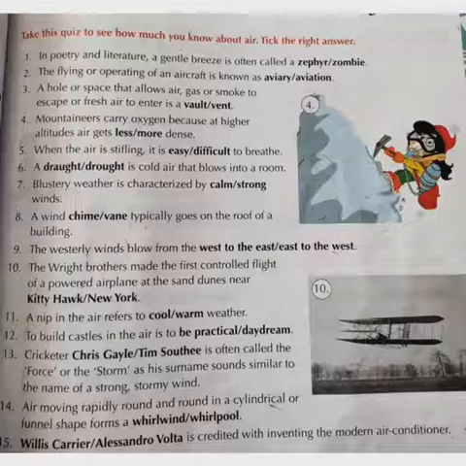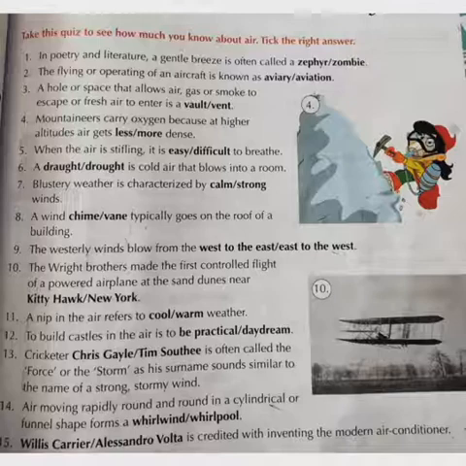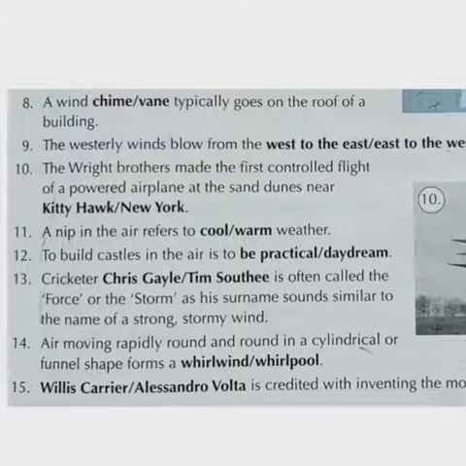Okay, so first one, suffer is the answer. Second one, aviation. Third one, wind. Fourth one, less. Fifth one, difficult. Sixth, draft. Seventh one, strong. Eighth, vane is the answer. Ninth one, west to east. 10th one, Kitty Hawk. 11th answer, cool. 12th one is daydream. 13th, Chris Gayle. 14th one, whirlwind. 15th one, Willis Carrier.